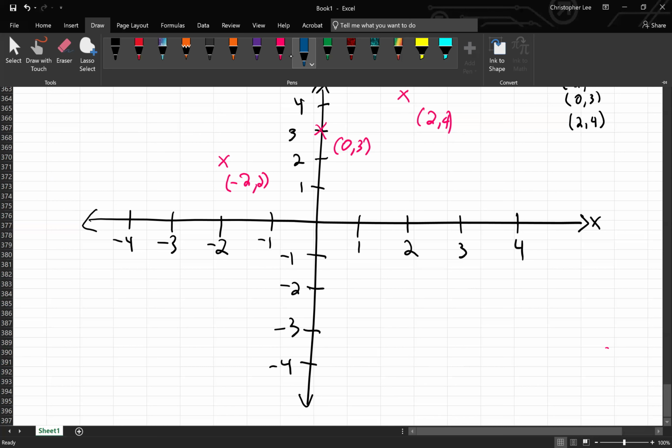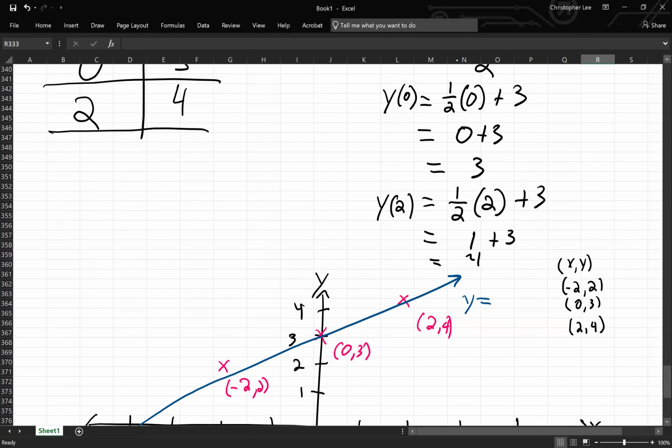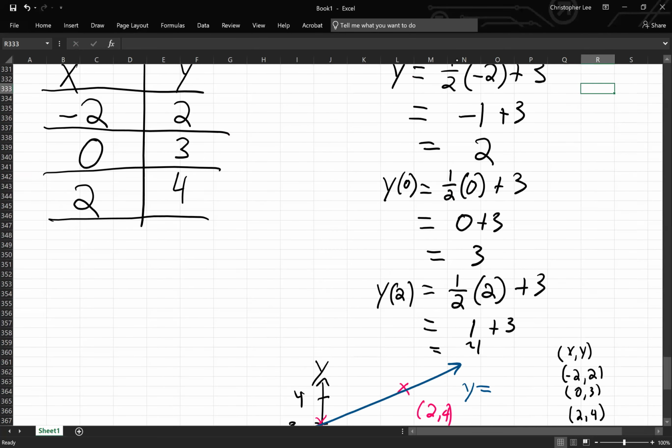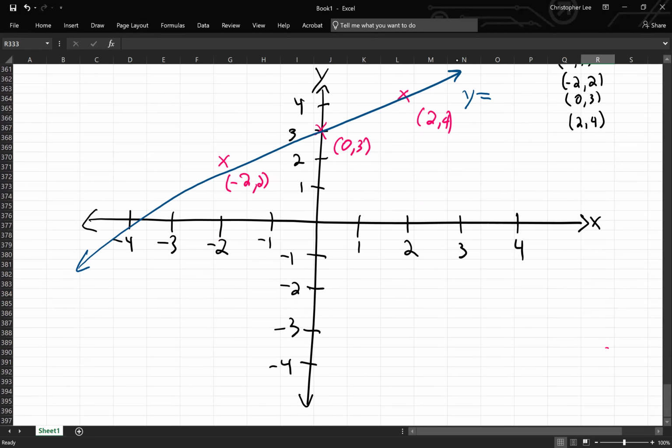And after this, you already know, just make a line as best you can, no pressure. And then this becomes what? Y equals, I don't even remember what this was. 1 second. 1/2 x plus 3. And that's it.